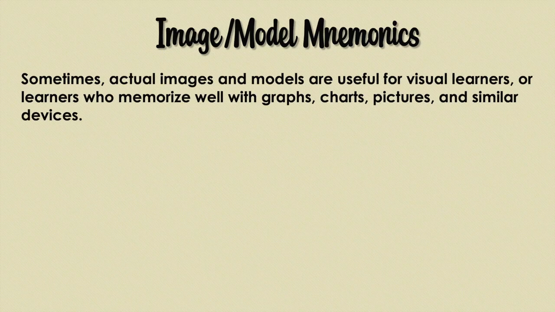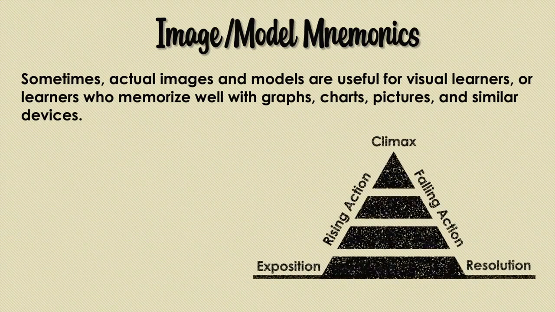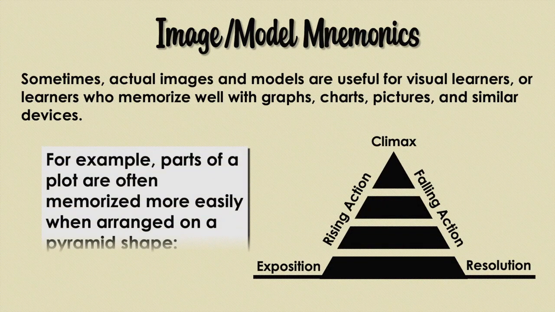Let's talk about another mnemonic device, image model mnemonics. Sometimes actual images and models are useful for visual learners, or learners who memorize well with graphs, charts, pictures, and similar devices. For example, parts of the plot are often memorized more easily when arranged on a pyramid shape. Exposition, rising action, climax, falling action, and resolution.